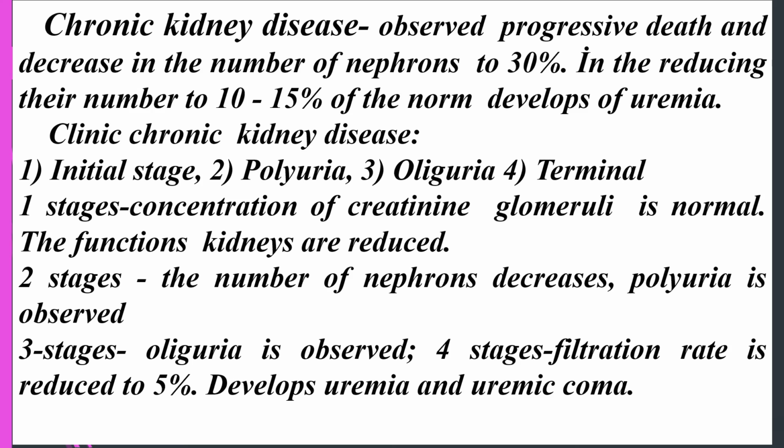Chronic kidney disease has several stages: an initial stage, polyuria, oliguria, and terminal stage. In the primary stage, concentration of creatinine and glomerular filtration is normal. The kidney function is reduced. In the next stage, the number of nephrons decreases, polyuria is observed. In the next stage, oliguria is observed. And finally, the filtration rate is reduced to 5%. Uremia and uremic coma develop.